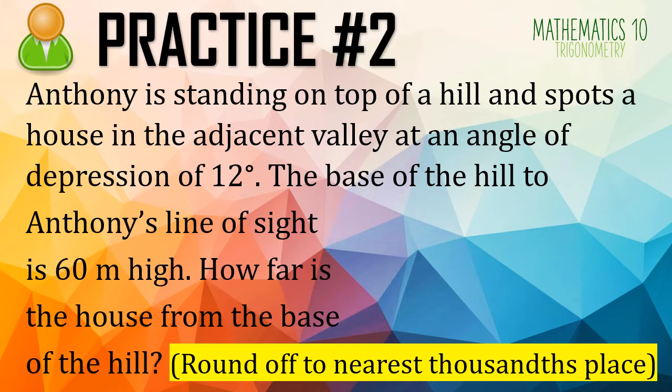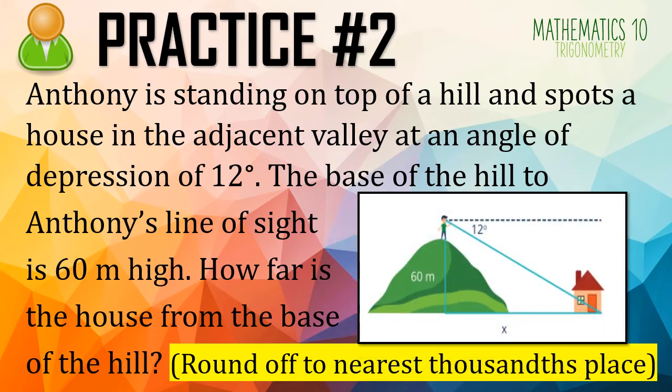Next, we have our problem number 2. So based here in this problem, our illustration will be this one. So for this, I will be using the second way of solving angle of depression problem. So the application of alternate interior angles. So here, as you can see, since the angle of depression is 12 degrees, therefore this angle, the alternate interior angle, will be considered as 12 degrees as well.